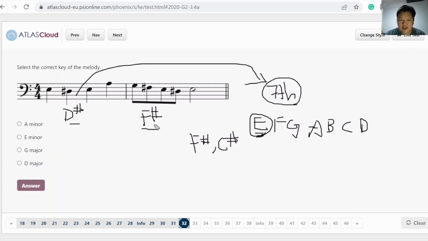Another way is like you can see, okay, F sharp. Correct. F sharp is a G major. How do you change your major to minor? You actually have to go down 3 steps. Okay, so you go down 3 steps. So G, F, E. Correct. So it's an E. So it's an E minor.